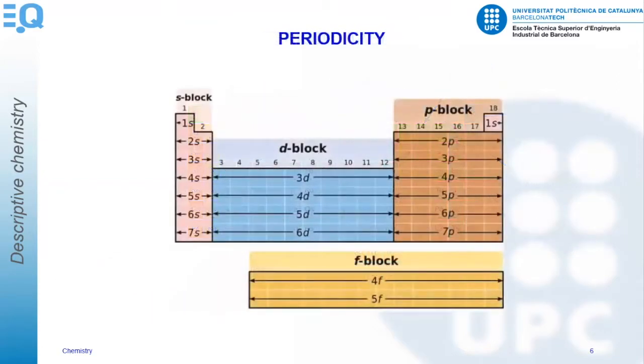Quantum numbers often describe specifically the energy levels of electrons in atoms. In this periodic table, we can see how the first 2 groups correspond to the letter S, and then the groups from 3 to 12 the letter D, 13 till 18 the letter P, and then we have the F block, which is barely going to be used.